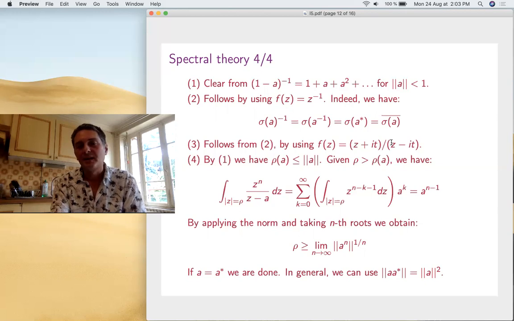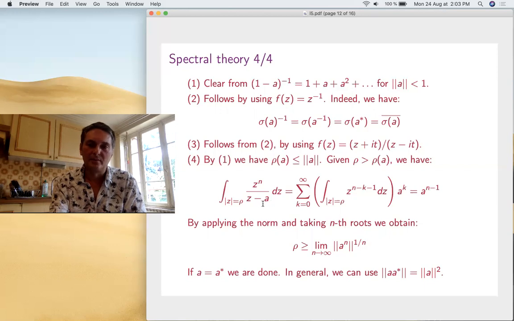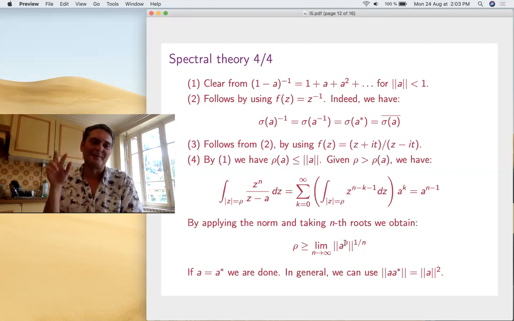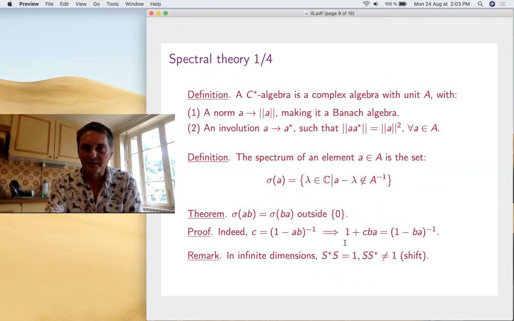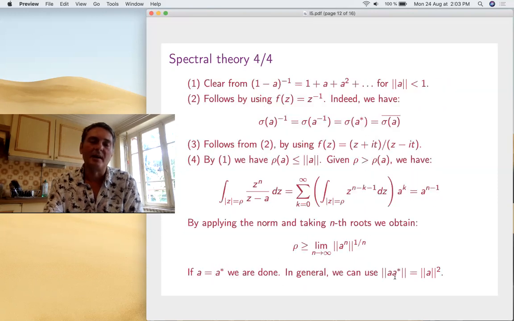Get this? And finally, from the spectral radius, you want to prove that the spectral radius is the norm. So you do a Cauchy integration like this. Apply the norm and take the root, so you get one inequality. And in the other sense, the idea is that you're done if here you have the norm of A. Well, in the self-adjoint case, you're done because you use that the norm of A squared is the norm of A, squared. Remember, in C-star algebras, you see this condition satisfied. In the self-adjoint case, you're done, and in general, you use once again this, and in the normal case, you get the result.